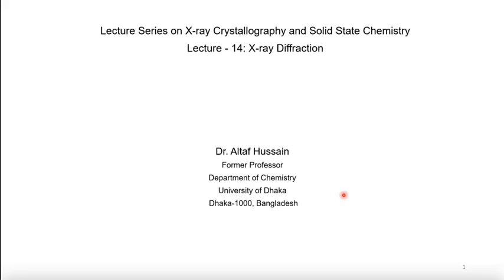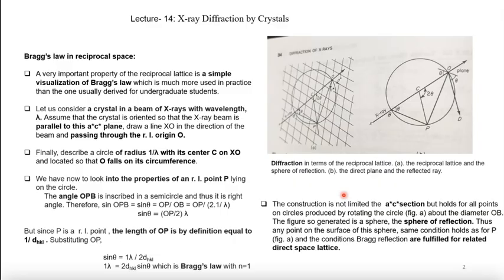So the next slide is about Bragg's law in reciprocal space. It is a very important property of the reciprocal lattice, and a simple visualization of Bragg's law. Let us consider a crystal in an X-ray beam with wavelength lambda. Assume the crystal is oriented so that the X-ray beam is parallel to a plane, in this case the A star and C star plane.